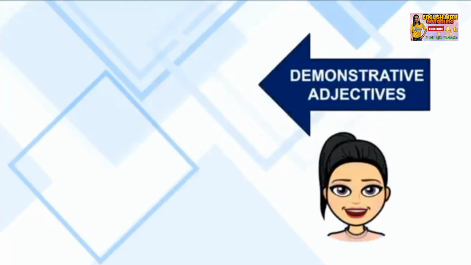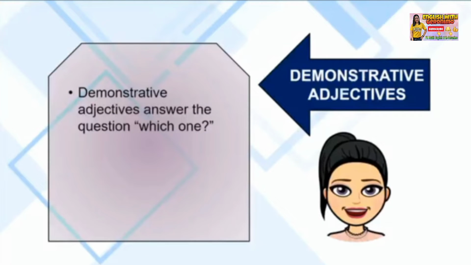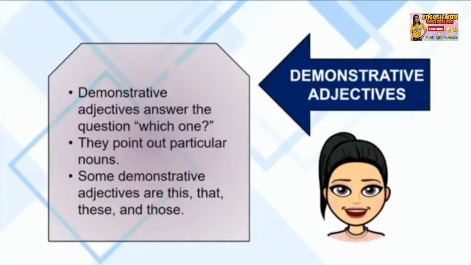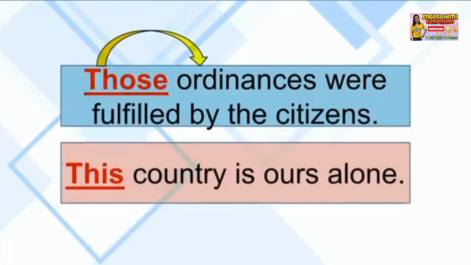What then is a demonstrative adjective? Demonstrative adjectives answer the question which one. They point out particular nouns. Some demonstrative adjectives are this, that, these, and those. For example, those ordinances were fulfilled by the citizens. Those modifies ordinances. This country is ours alone. This modifies country.